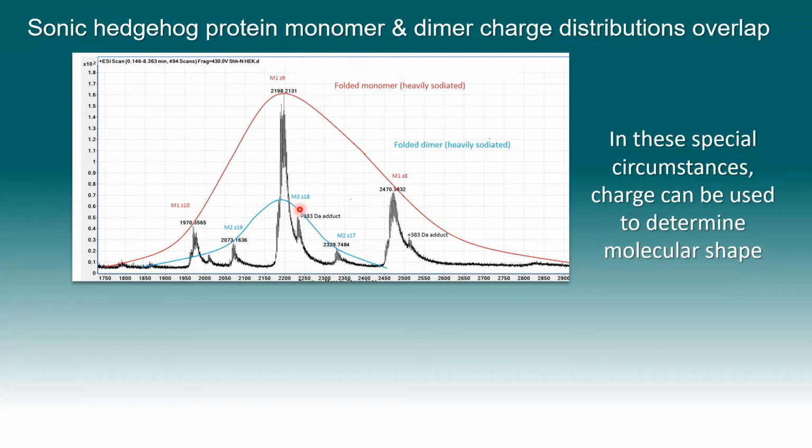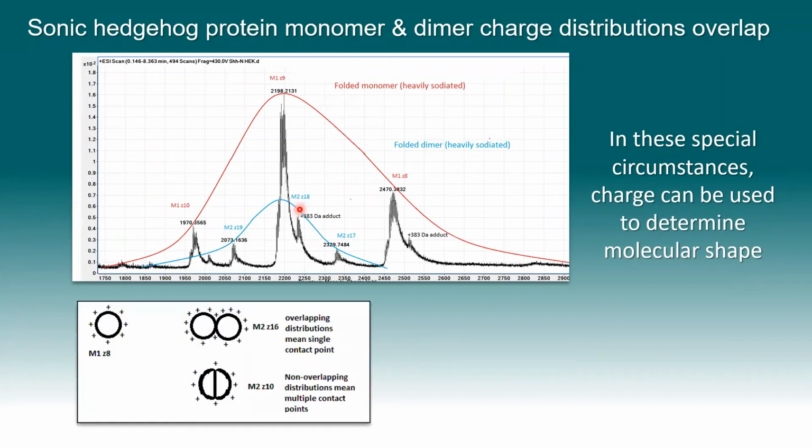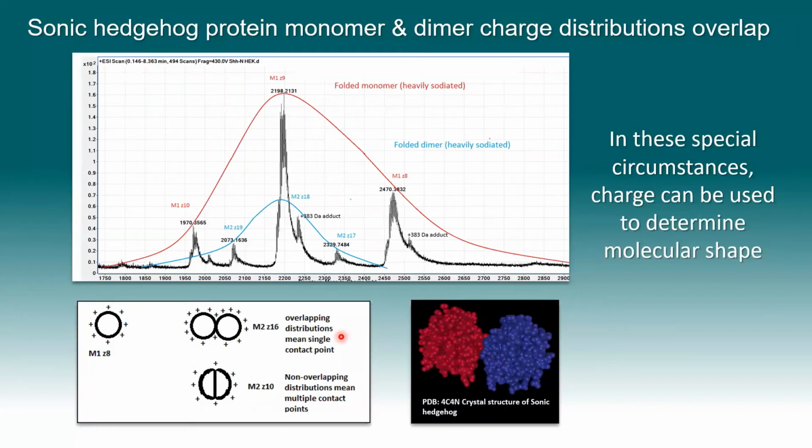The only way you can explain this distribution in terms of surface area and charge is that if this is the charge on the monomer, there are two ways to achieve a dimer. We can either have a single point of contact on the dimer here, or we can have multiple points of contact. But in order to achieve exactly double the surface area, exactly double the charge, you have to have this structure. Okay, so a single point of contact. Overlapping charge distributions mean just that, a single point of contact for the dimer. When we look at the crystal structure for sonic hedgehog, that's exactly what we see.